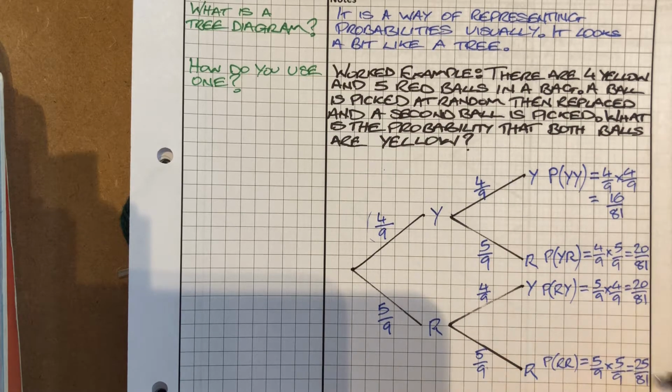All of these probabilities also add up to 1, because it's certain that if we choose 2 balls from this bag, we get 2 yellows, or a yellow followed by a red, or a red followed by a yellow, or 2 reds. So these must add up to 1 as well.